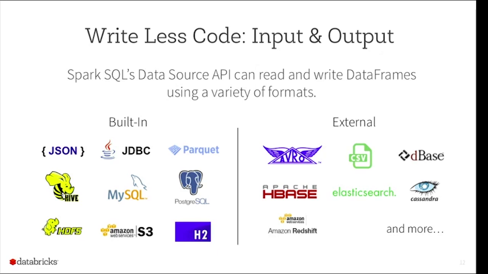We built a whole bunch of these data sources into the core engine, but externally, we've also got a bunch of people working on libraries. At Databricks, we released a library for Avro. We also released a library for reading CSV. Other people have written libraries to read in DBase. And there's work going on in the community to add support for HBase and Elasticsearch and Cassandra and many more systems. So really, if you're reading and writing data from Spark, you should strongly consider using Spark SQL to do that, because it takes a lot of the boilerplate of configuring these different data sources out, letting you do it more automatically.